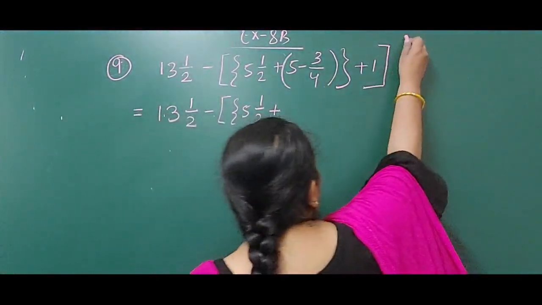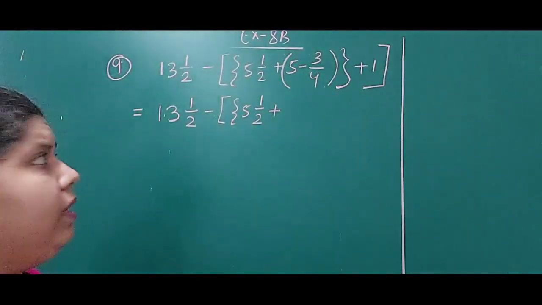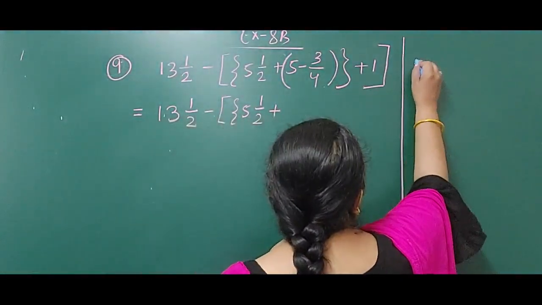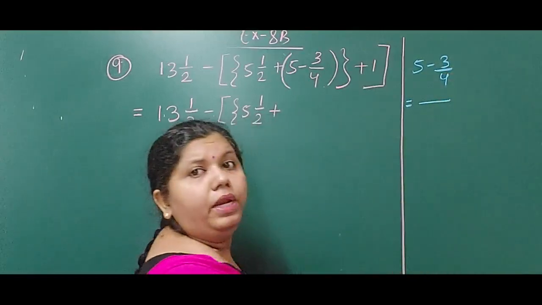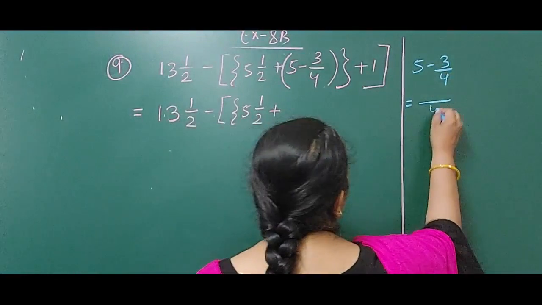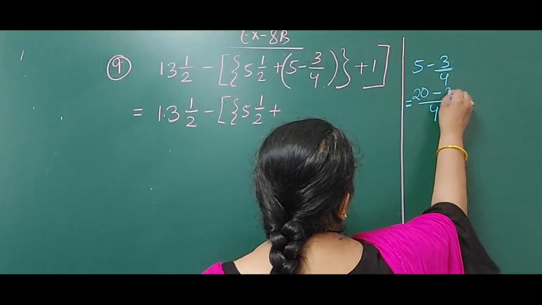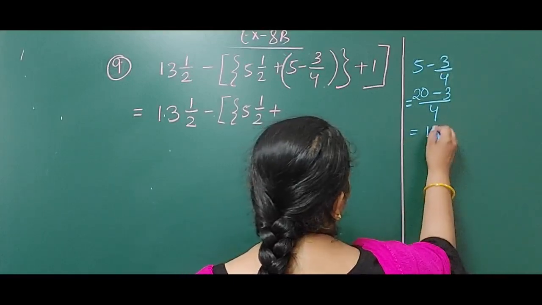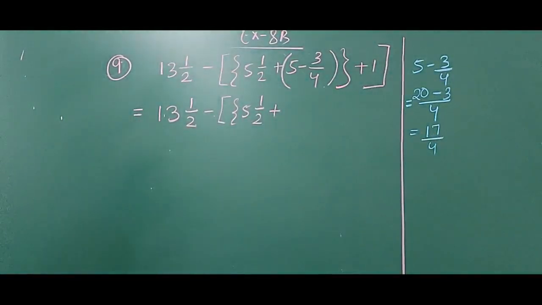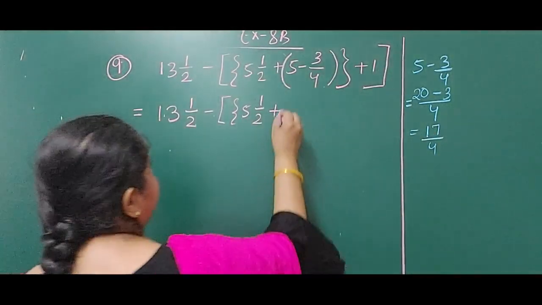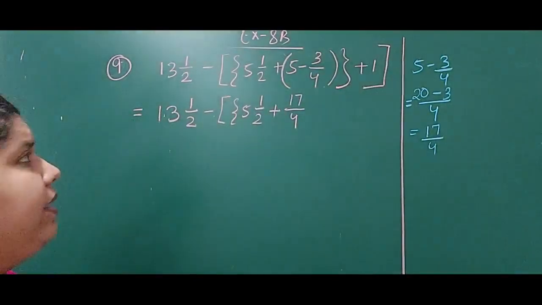So I have drawn a rough column here. Inside the rough column I will be solving 5 minus 3 by 4. We will take the common denominator, that is 4 here. 4 divided by 1 is 4. 4 into 5 is 20. 20 minus 3 is equal to 17 by 4. So we have to write here 17 by 4, and at the same time we have removed the simple bracket also.